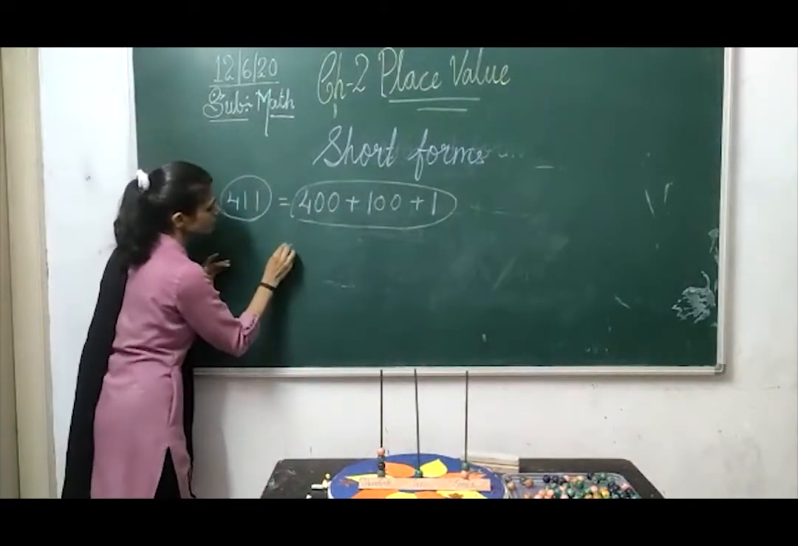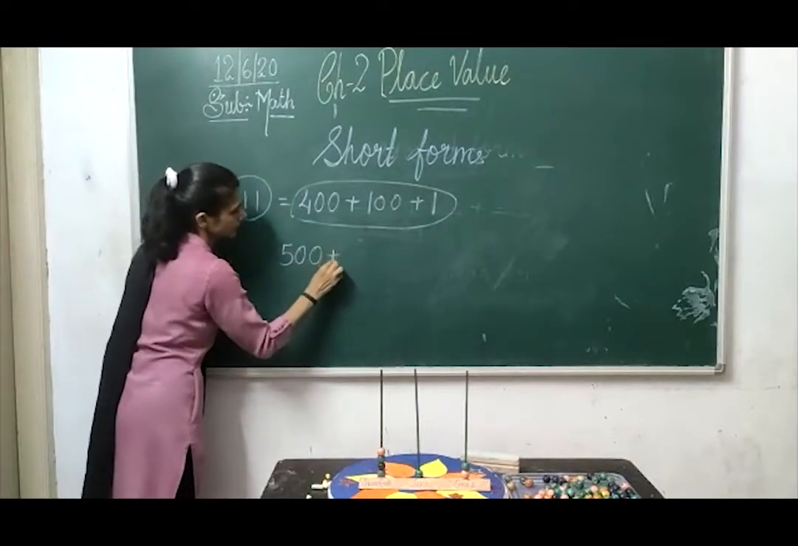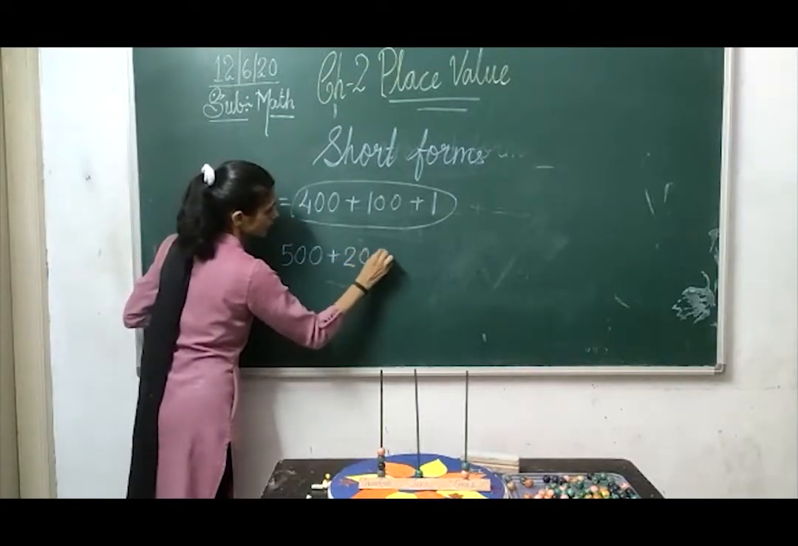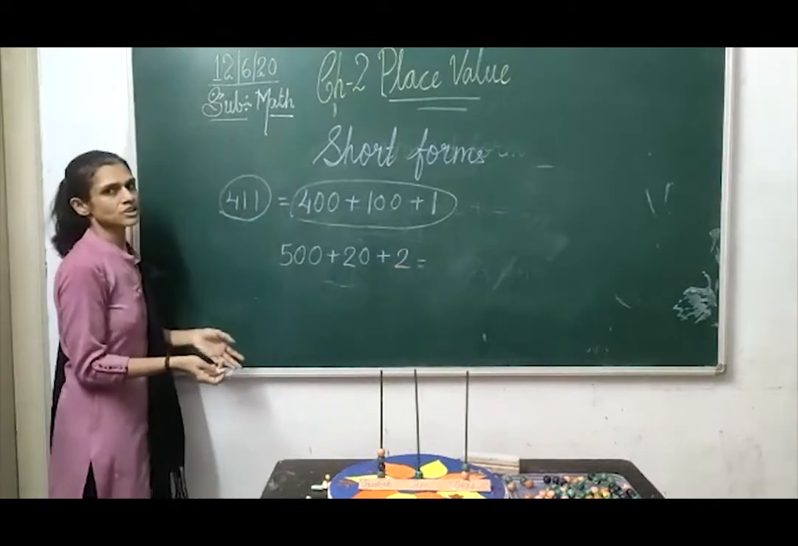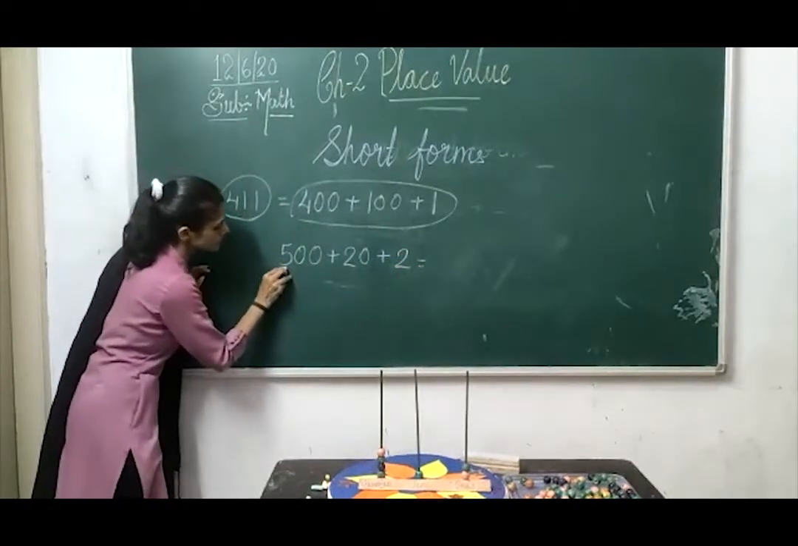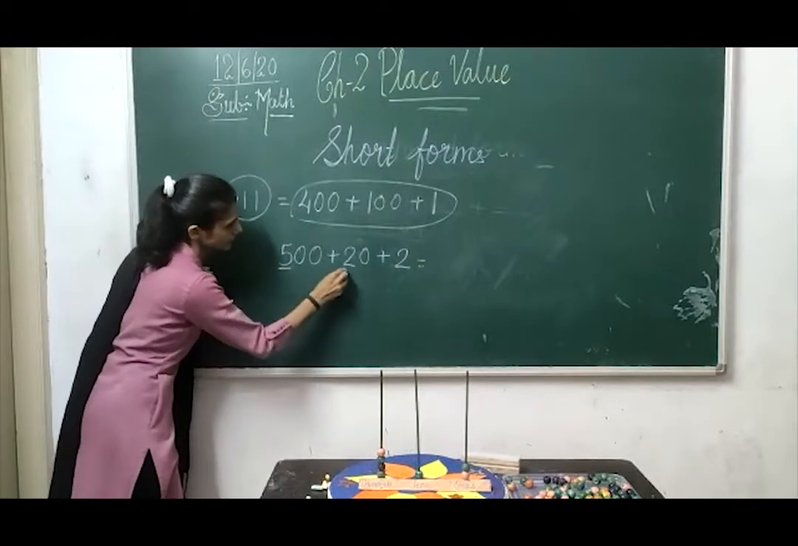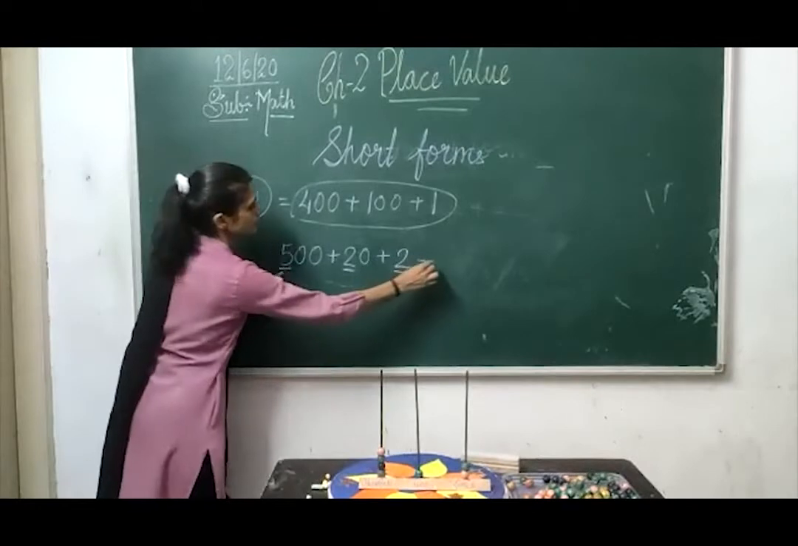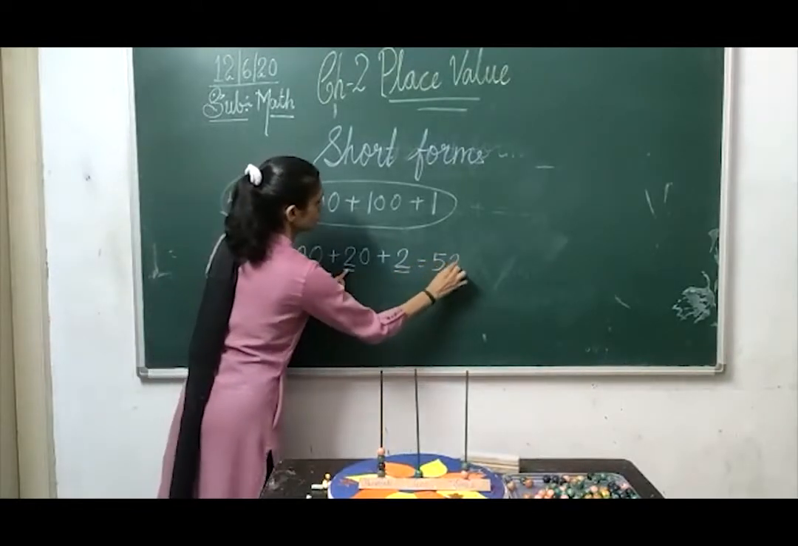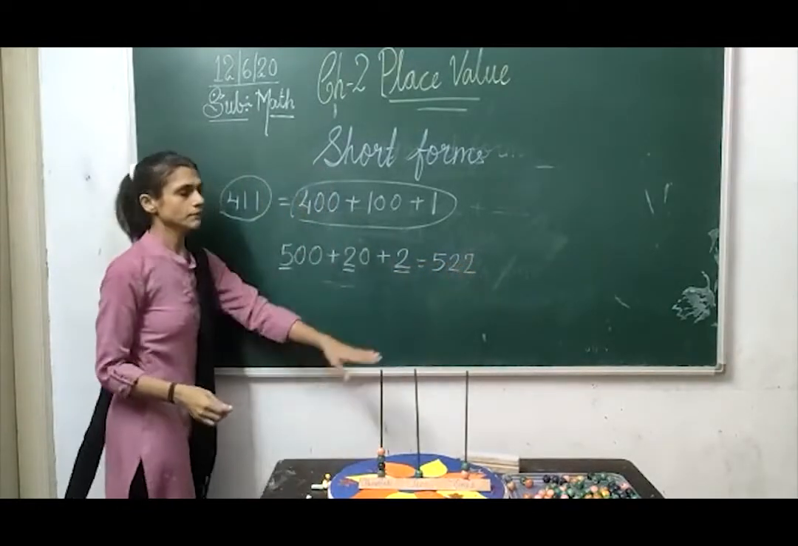If I write 500 add 20, sorry, 20 add 2, how should I make it short form? Look here. 5 is here, 2 is here and 2 is here. You can directly write it as 5, 2, 2. It becomes short form.